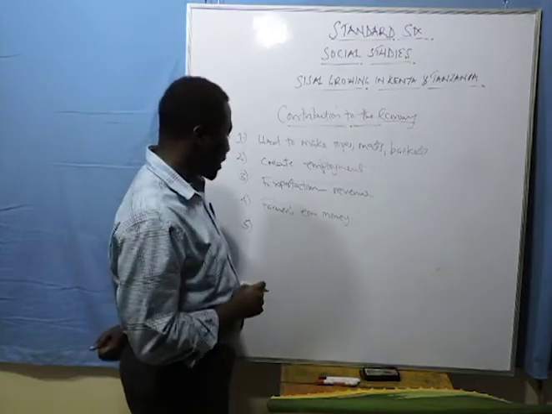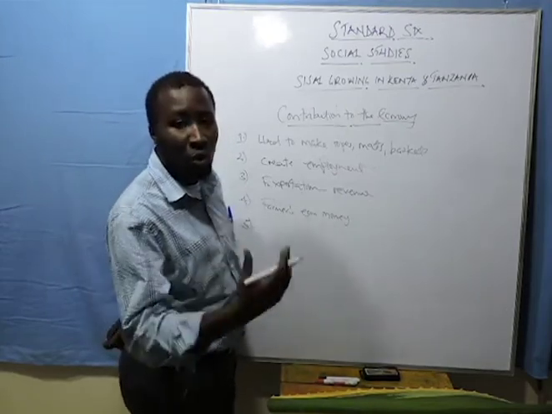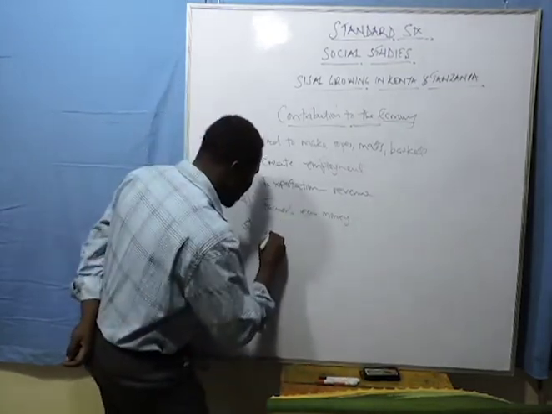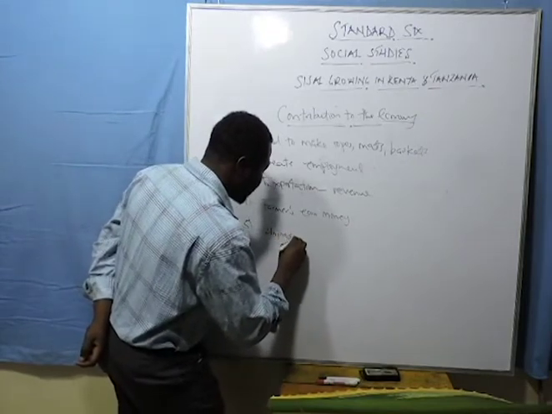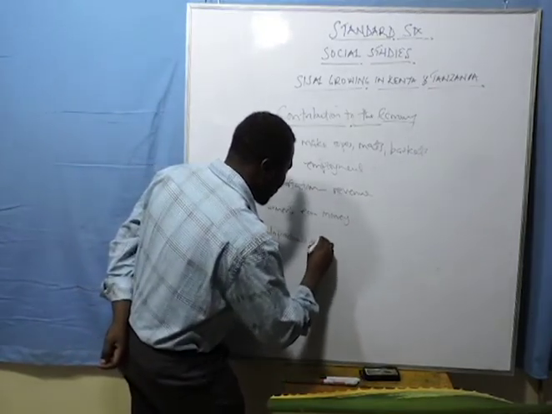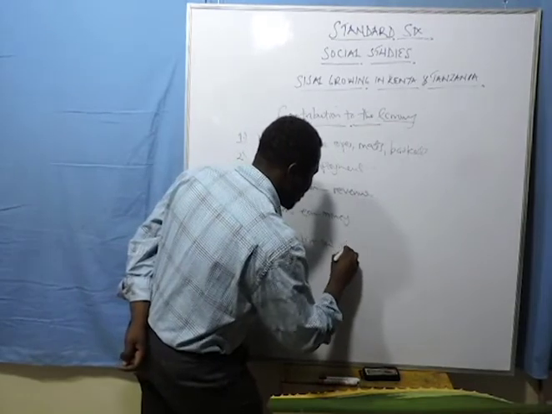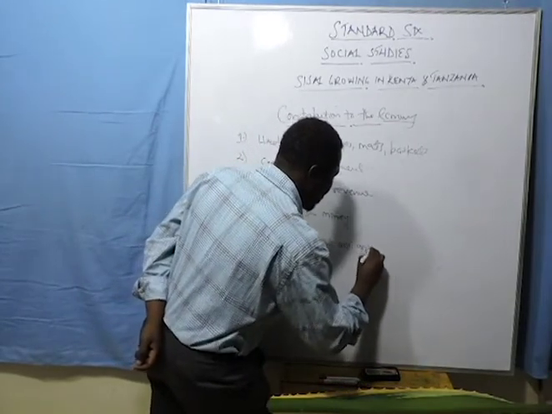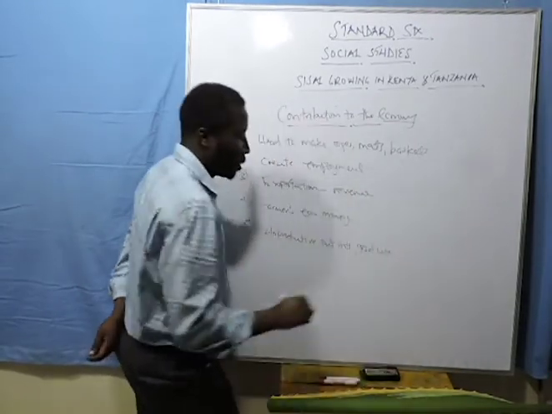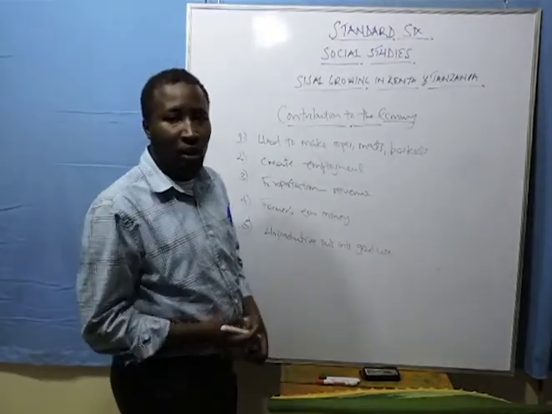And number five is that unproductive land is able to be put into good use. So I believe you have learned the topic and you have learned very well.